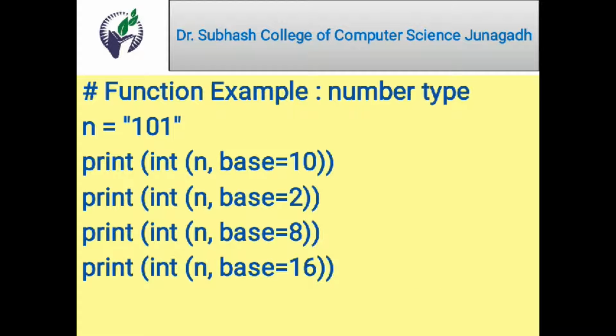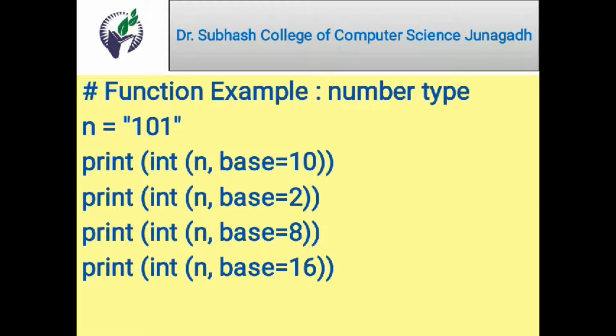Here the number 101 is of type string. Now I want to take this string and convert it to integer, but now I want to take base equal to 10, meaning I want to convert this number to decimal. So you know very well, in the decimal number system the value of this 1 is 1, the value of 0 is 10, the value of this other 1 is 100. So 100 plus 1, it is equivalent to 101. So the first output will be 101.